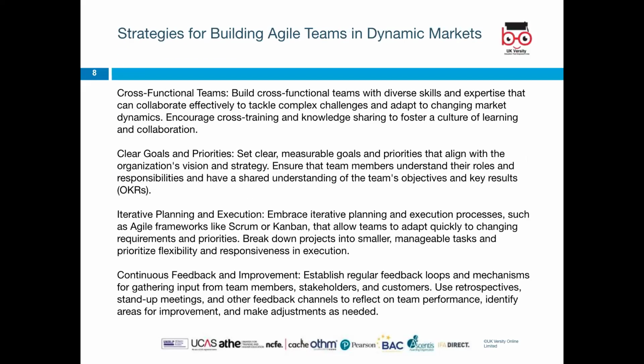So our last two slides for this learning outcome, the strategies for building agile teams in dynamic markets. The first one is cross-functional teams. So we have to build cross-functional teams with diverse skills and expertise that can collaborate effectively to tackle complex challenges and adapt to changing market dynamics.